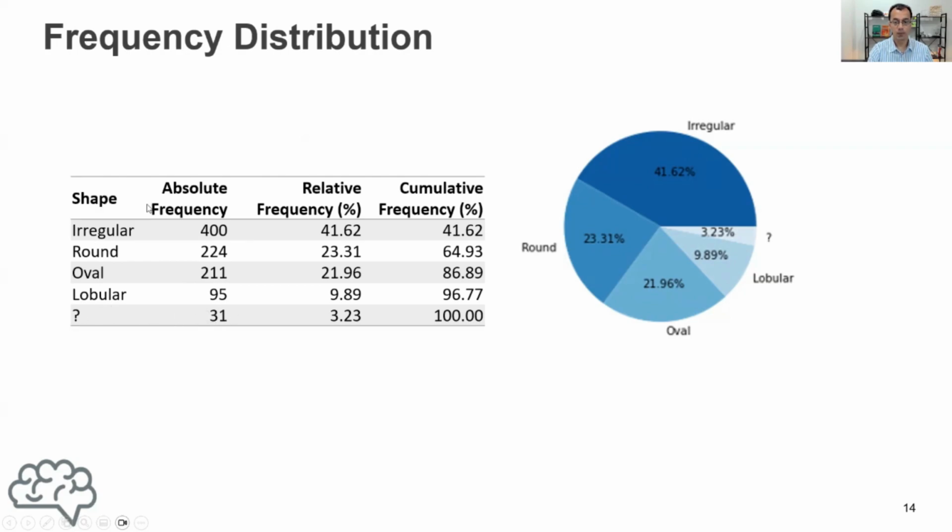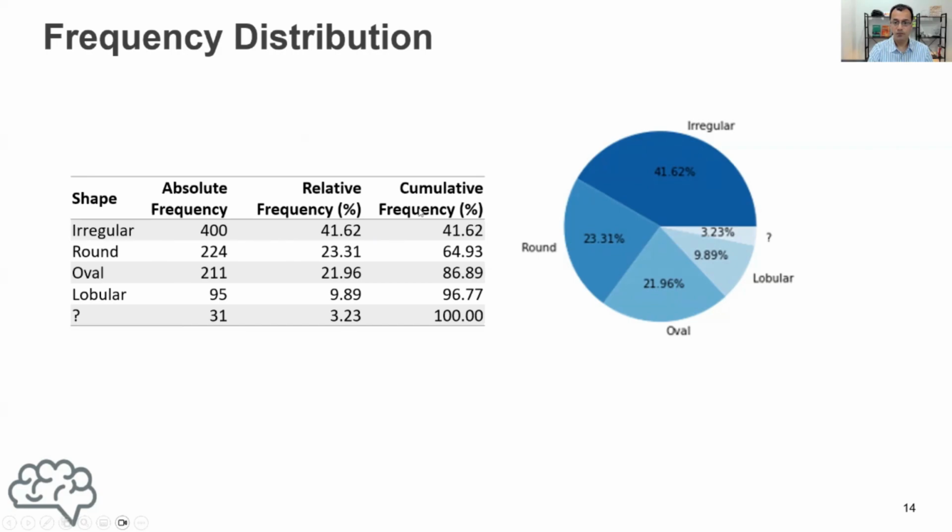To calculate the relative frequency, all we need to do is to take the absolute frequency and to divide this value by the sum of all values that we have here. And this means that the relative frequency is the percentage that this category, irregular, has in relation to all the others. And as we can see, we have 41.62% of the patients presenting an irregular shape.